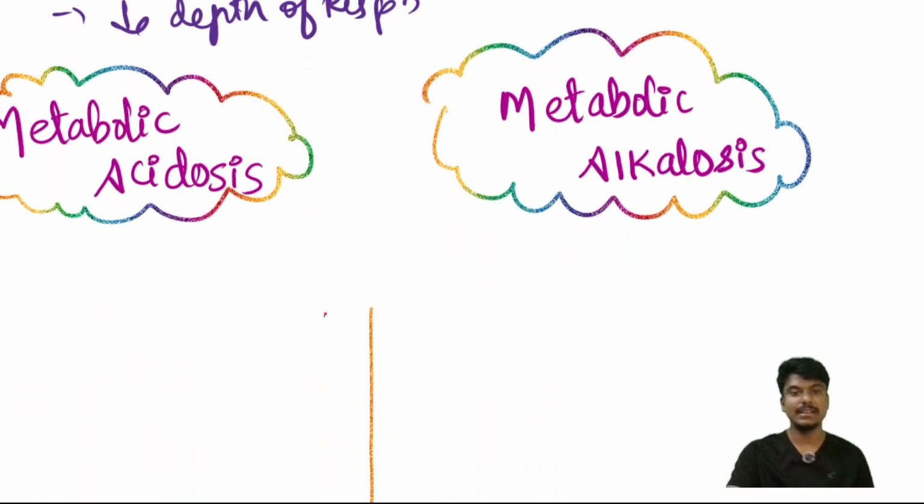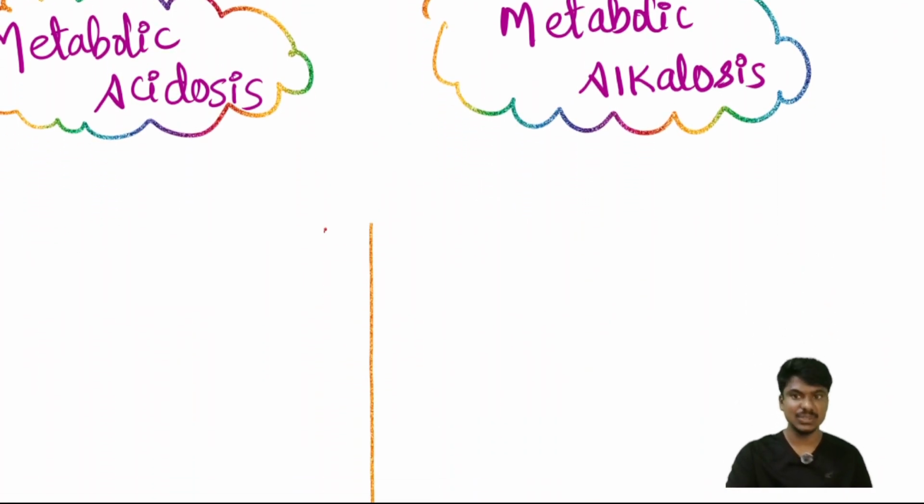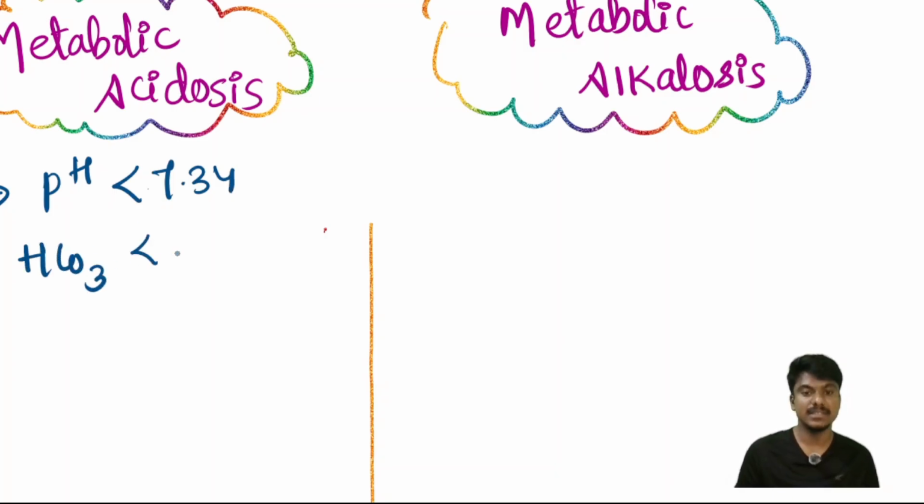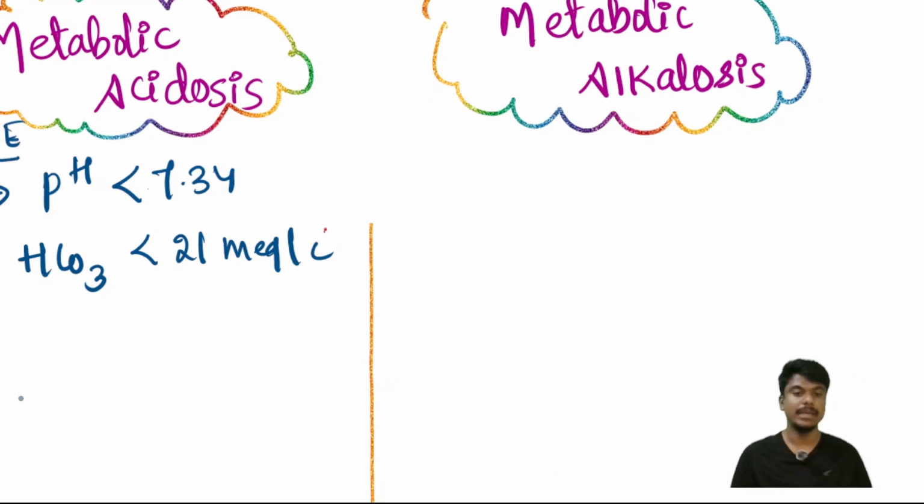Two terminologies are there here, so understand them clearly: metabolic acidosis and metabolic alkalosis. What is happening in acidosis? The pH is always coming down. We'll see the pH will be less than 7.34, and the bicarbonate level will be less than 20 to 21 milliequivalents per liter. So that is going to cause metabolic acidosis. I told you, metabolic means equal. Always metabolic will be equal.